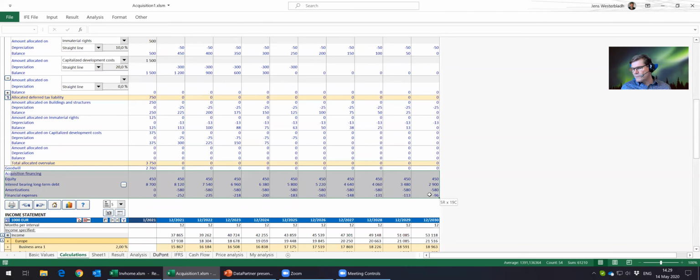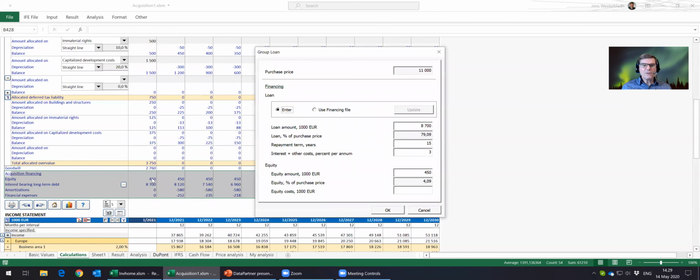And then we have the next point here, which is the financing of the corporate acquisition. You can choose to enter a simplified version. Let's say we put 7.5 million as debt, repayment 15 years, interest cost 5%, and then 3.5 million equity, costs 300,000.